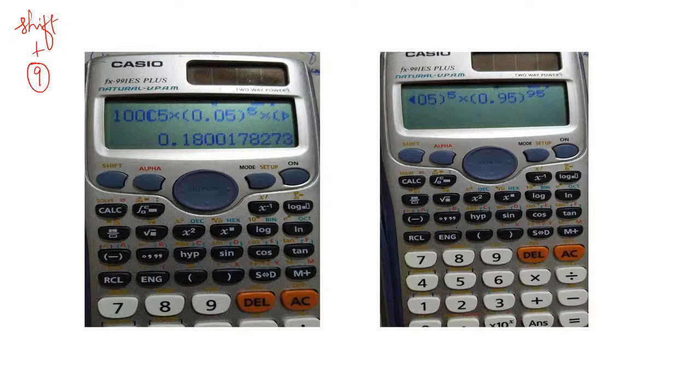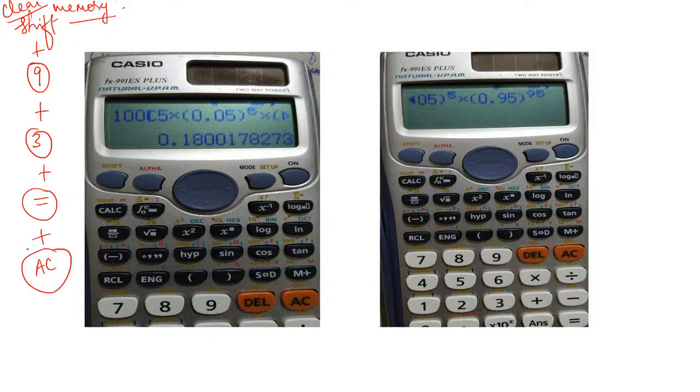9. This is to clear memory, because sometimes if you have done something before, some values will remain in the memory, and it will give trouble. That is why you press Shift 9 3 equal to, then AC. It will clear the memory. Understood? Yes, ma.